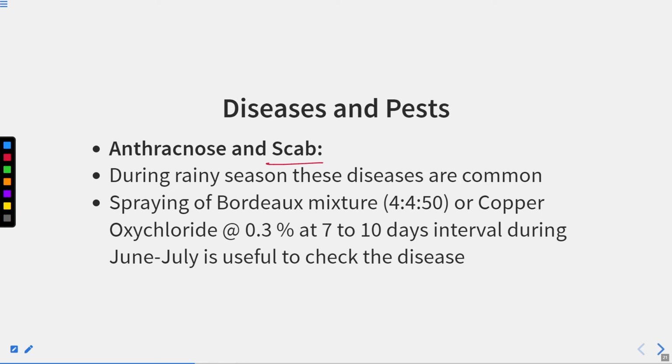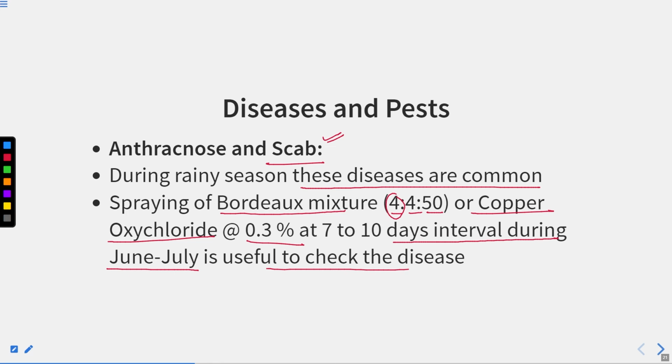Anthracnose and scab. This is again a type of disease. So during the rainy season, these diseases are very common. Spraying the Bordeaux mixture in the ratio of 4:4:50. And what are these for? Copper oxychloride, right? At 0.3% and 7 to 10 days interval during June to July is useful to check the disease.